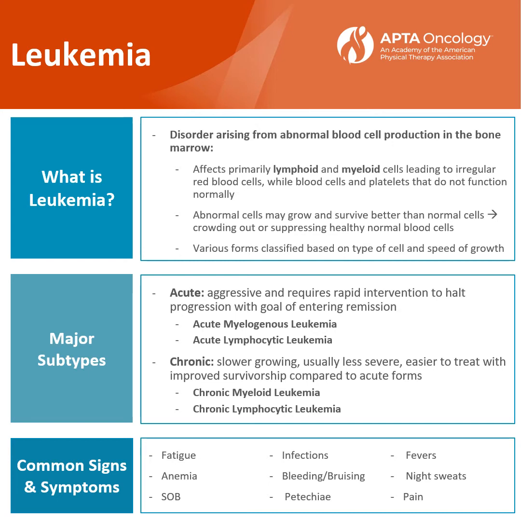Acute leukemias are the most aggressive and require immediate intervention to halt the progression of the disease with an ultimate goal of entering remission. Chronic leukemias are generally slower growing and, although they require prompt intervention, are easier to treat and manage with improved survivorship. Most of the signs and symptoms, such as fatigue, anemia, shortness of breath, frequent and/or prolonged infections, excessive bleeding and bruising, fevers, night sweats, and bone pain or abdominal pain localized to the spleen, can be associated with the body having abnormal or reduced functioning of blood cells.